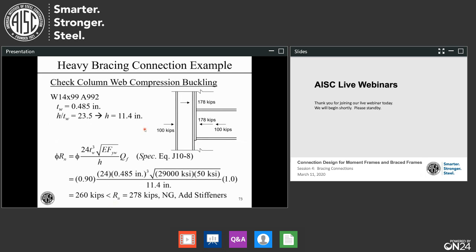Here's a tricky one. We have to check web compression buckling because we have an opposing force. We have opposing compressive forces. Our equation for web compression buckling is equation J10-8 that you see here. The only interesting thing, I guess, as far as calculating this goes is, first off, what's h? Probably going to get that from the h over t_w ratio that's tabulated. So h is 11.4 in this case, and putting that in here. Now, Q_f is 1 for W shapes. This is actually not okay. So we would need to add some stiffeners in here.